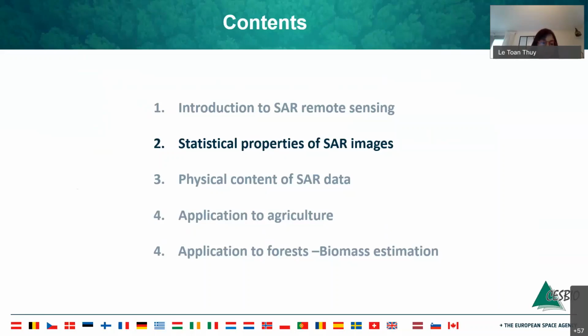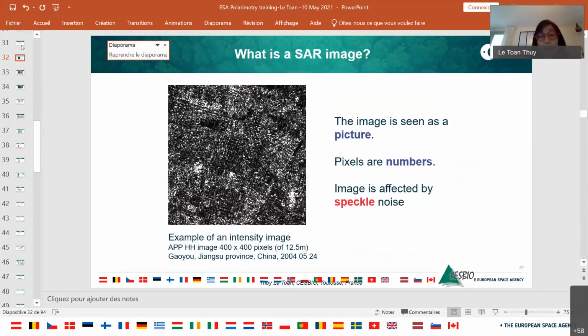So the second topic is the statistical properties of SAR images. When you see a single SAR image, one polarization, here is a C-band HH polarization, you cannot understand the image, the pixel. You have the number in the pixel, and one of the reasons is that the pixel is affected by speckle noise.